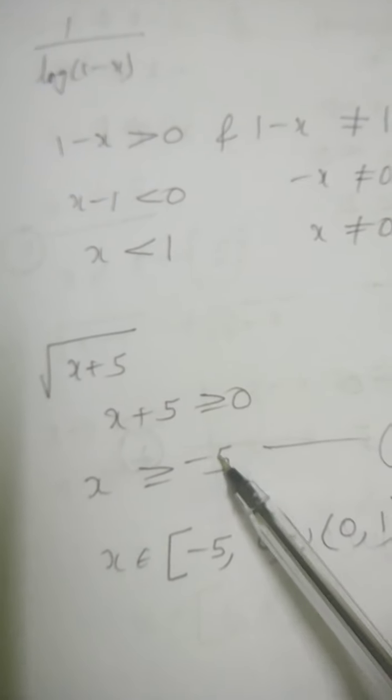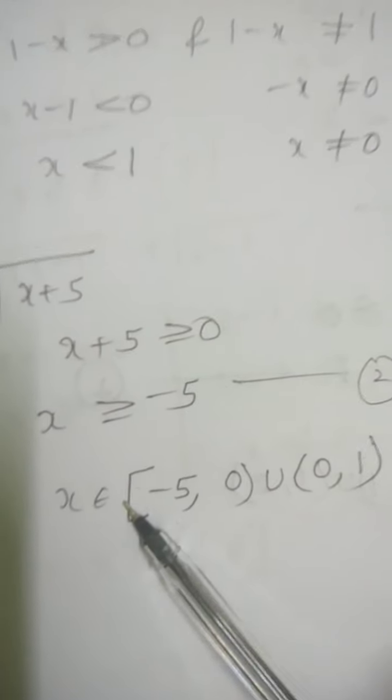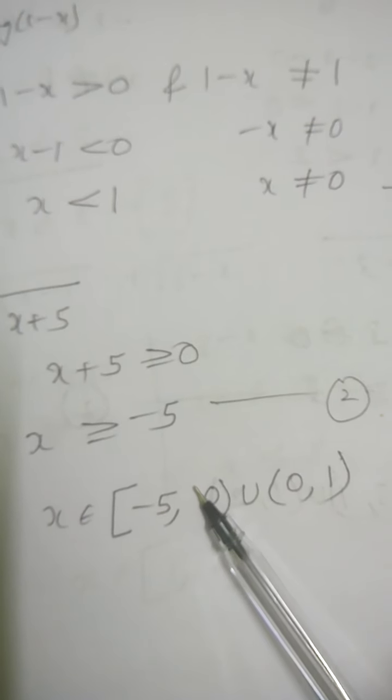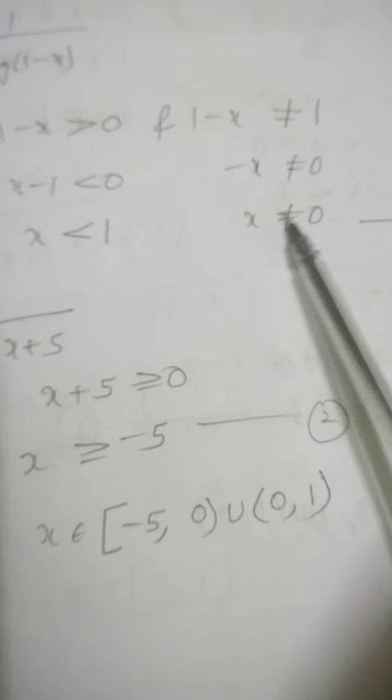And next question is root x plus 5. x plus 5 is greater than or equal to 0, x is greater than or equal to minus 5. X belongs to minus 5 comma 0, union 0 comma 1, because 0 is not there.